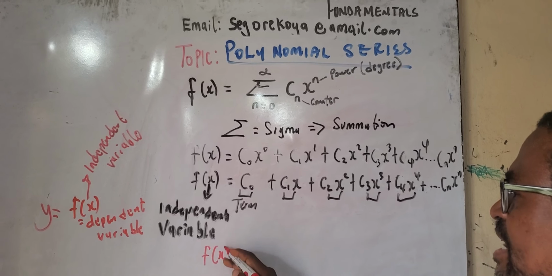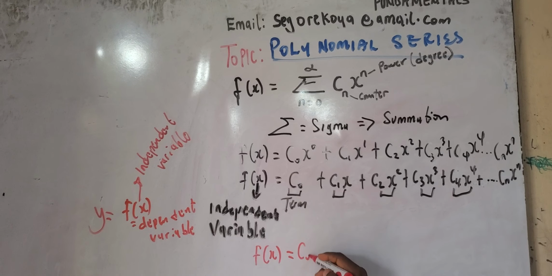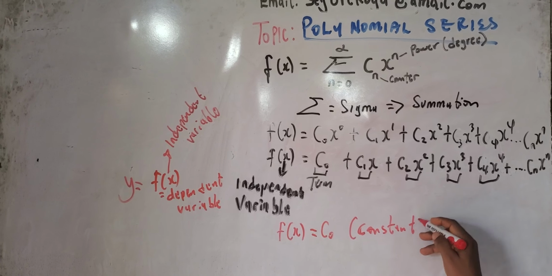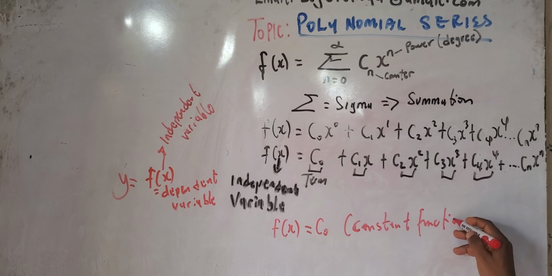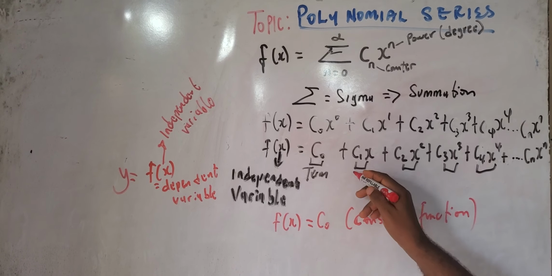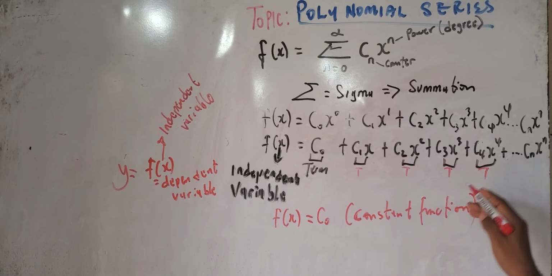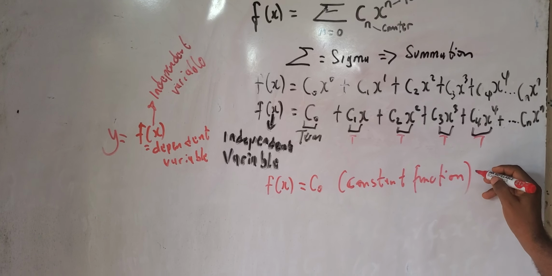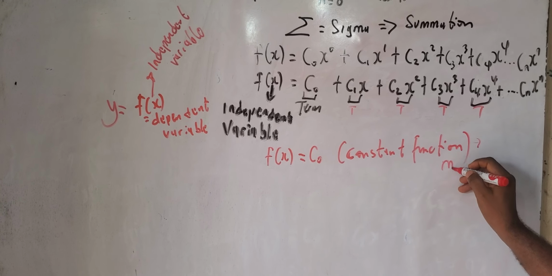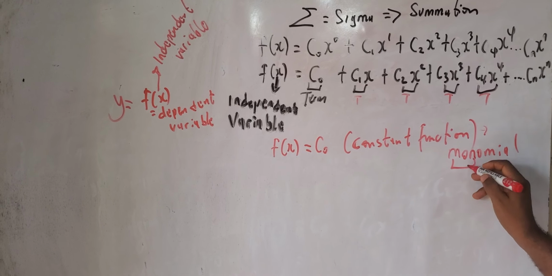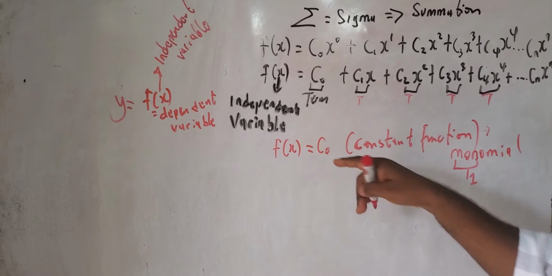Now, this expression that I have here, if I have only one expression, I'm bringing it out one by one. If I have f of x and I have this one alone, this is called a constant function. And it has only one term, because I said each of these is a term. Because it has only one term, it can be called monomial. The word mono simply means one. So that means it has one term.